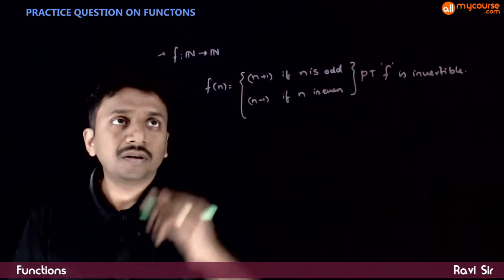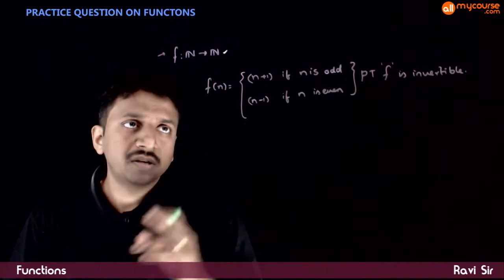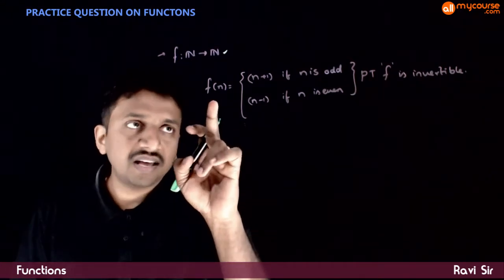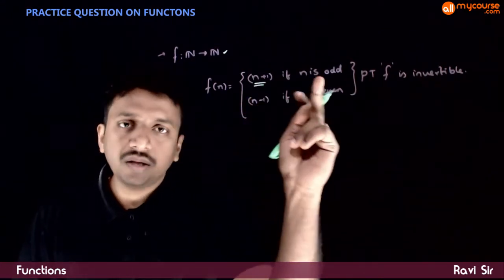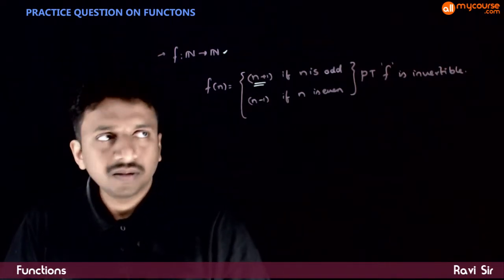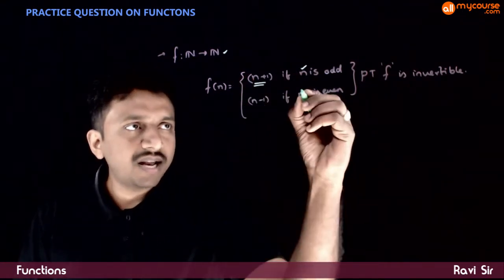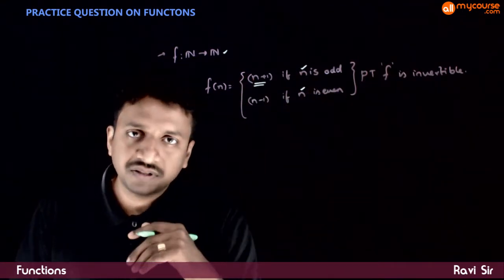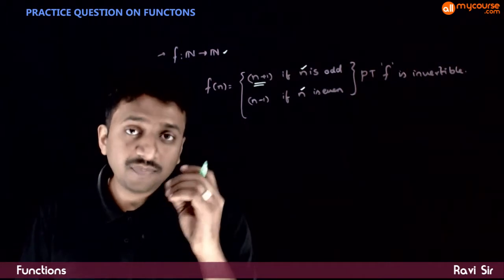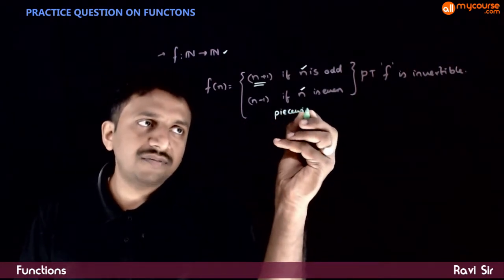In this question, we're given that a function is defined from natural numbers to natural numbers, and the definition is f(n) is equal to n plus 1 if n is odd, n minus 1 if n is even. So for n odd, you have one definition, and for n even, you have a different definition. These types of functions are called piecewise defined functions.